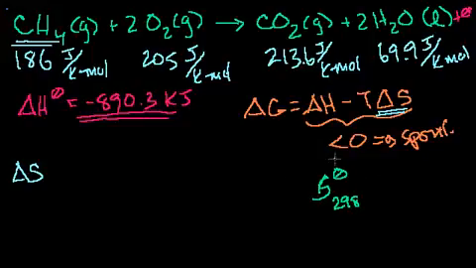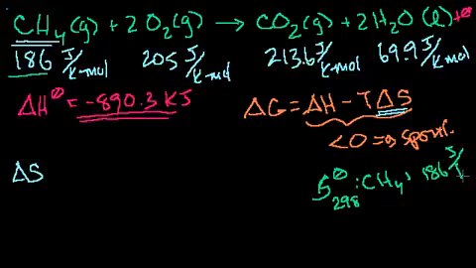So the standard entropy of methane at room temperature is equal to this number right here, 186 joules per Kelvin mole. So if I have 1 mole of methane, I have 186 joules per Kelvin of entropy. If I have 2 moles, I multiply that by 2. If I have 3 moles, I multiply that by 3. So the total change in entropy of this reaction is the total standard entropies of the products minus the total standard entropies of the reactants, just like what we did with enthalpy.